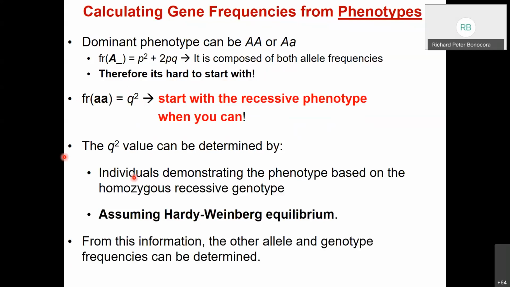Because this can be determined by individuals demonstrating the phenotype. We know, based on the homozygous recessive genotype, what the genotype is for these individuals that have the recessive phenotype, whereas for those with the dominant phenotype, we don't know what their genotype is. Start out assuming Hardy-Weinberg equilibrium, and then from this we can determine the allele and genotype frequencies of this population.